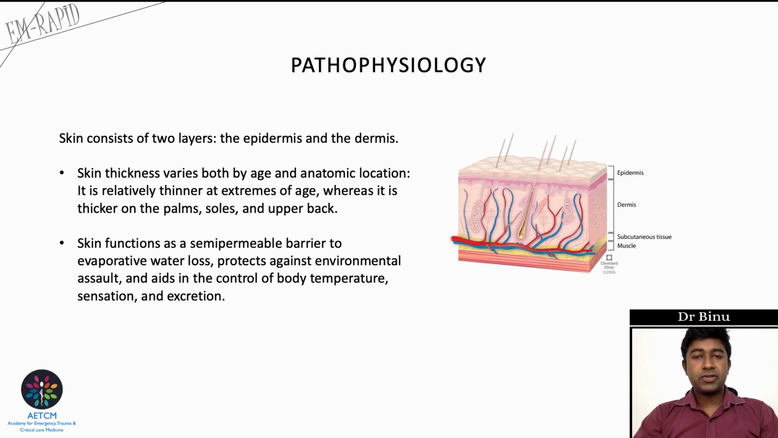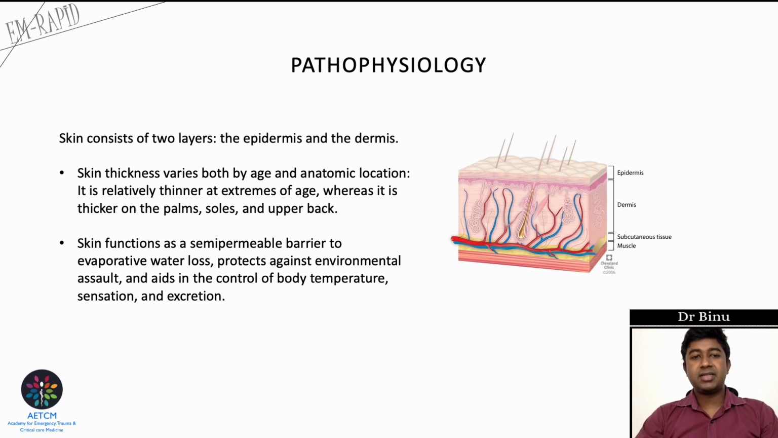So the skin consists of two layers: the epidermis and the dermis. The skin thickness varies by both age and anatomic location. It is relatively thinner at the extremes of age and also thicker on the palms, soles and upper back. Therefore, the depth and severity of thermal injury can vary both by the age of the victim and also the anatomic location where it was exposed.